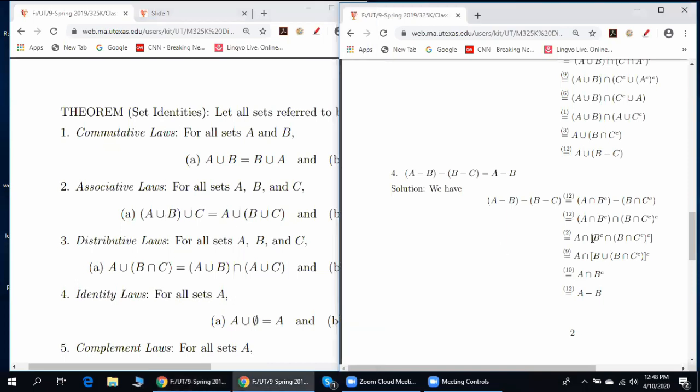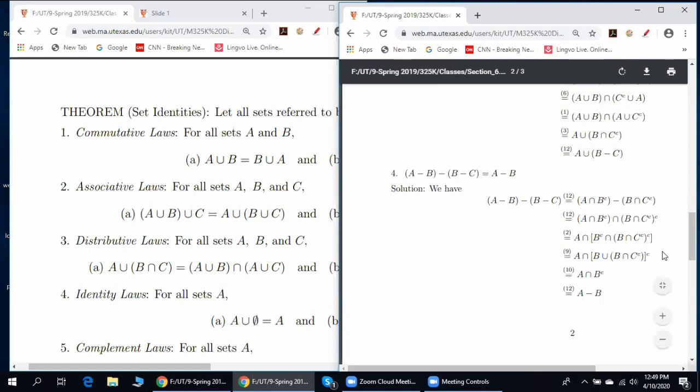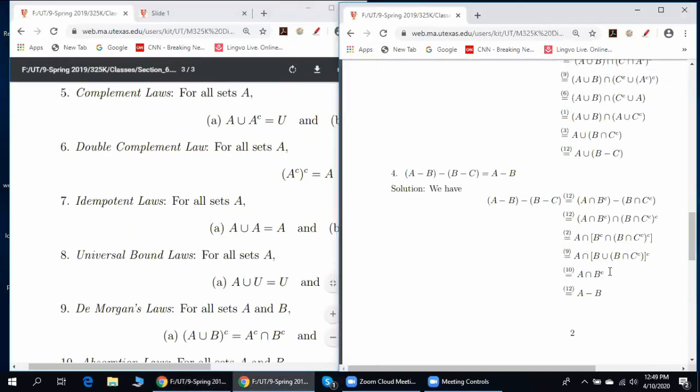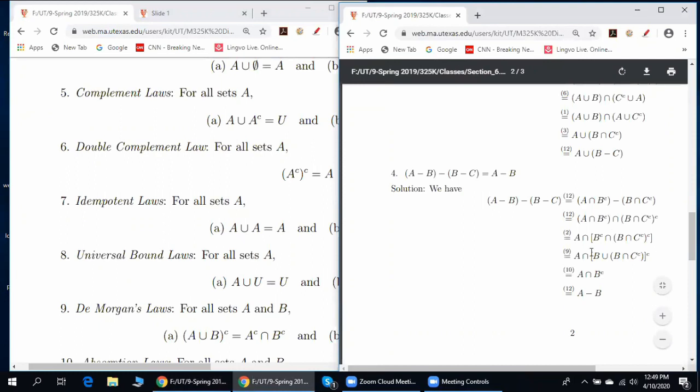By 2, we can rewrite what is written here as A intersection of what is left. And what is left will be B intersection, B intersection complement of C, the whole thing complement. And then by 9, and remember 9 is De Morgan's law, we can put C around the whole thing. And of course, we replace intersection by union.